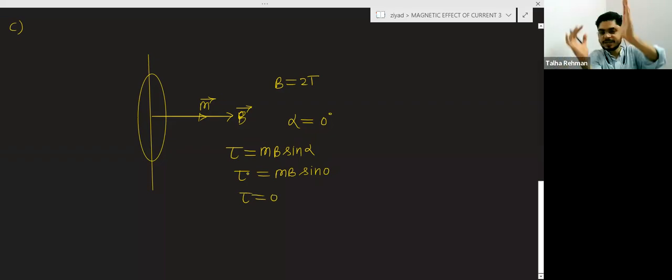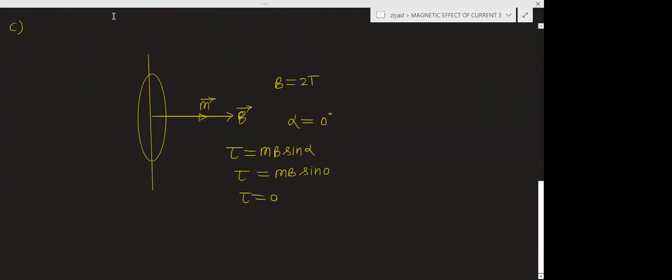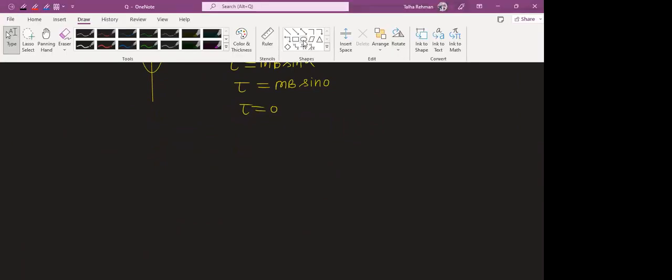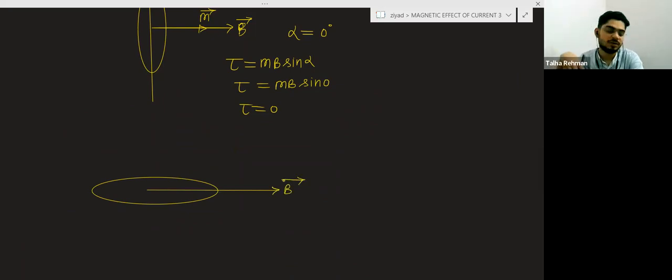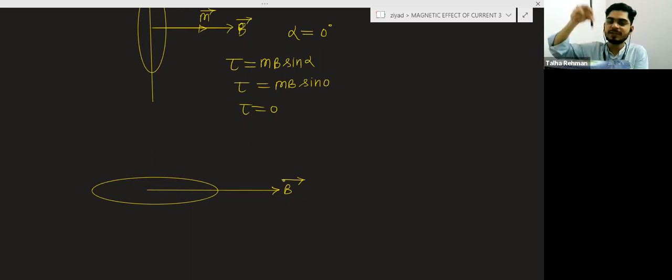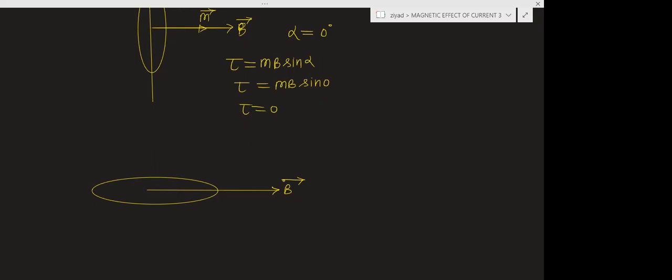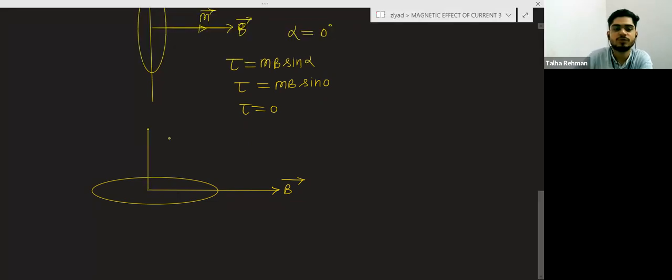Now when you have rotated this coil 90 degrees, this is the initial condition of the coil, and after rotating it by 90 degrees the coil will become like this. In this case the magnetic field will remain the same, along the horizontal direction. But this time your magnetic moment will be at 90 degrees, because earlier your coil was like this, and now the coil is rotated 90 degrees, so the magnetic moment will be perpendicular to the plane of the coil, like this.